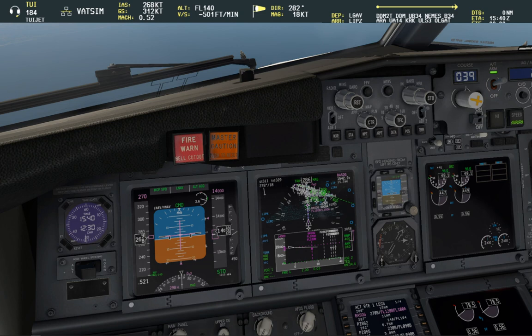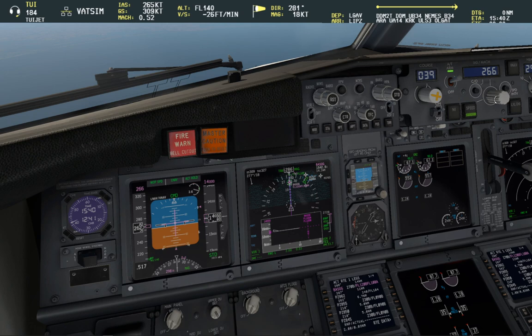Flight level 120, hold over Basuk. Hold over Basuk and descend flight level 120, Austrian 15 Papa Papa. Regent 184, hold over Basuk, flight level 140. Hold Basuk level 140, Regent 184.